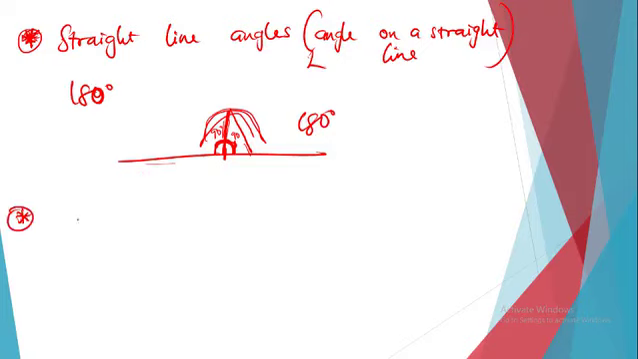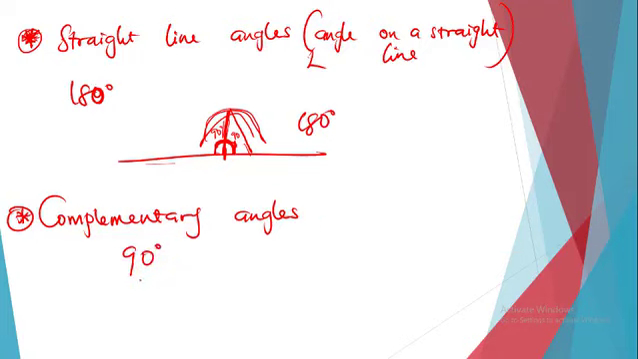Then we have what we call complementary angles. Complementary angles are angles whose sum equals 90 degrees. When two angles sum to 90 degrees, then we say that these two angles are complementary angles. They are complementary if x plus y is equal to 90 degrees. If x plus y is equal to 90 degrees, then we say that these two angles are complementary.